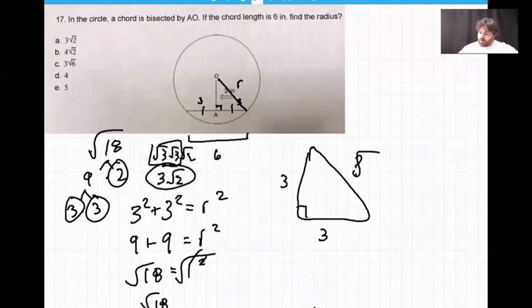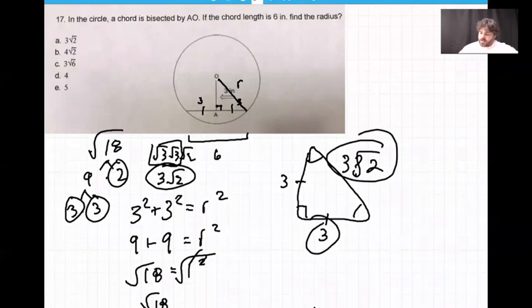Of course, if you remember, if these are the same, then it's an isosceles triangle. So we just know that it's a 45, 45, 90, which means it's 3 root 2. Whatever this is, it's that times root 2. So that shortcut is really helpful. But either way, you get the answer of A, 3 root 2.